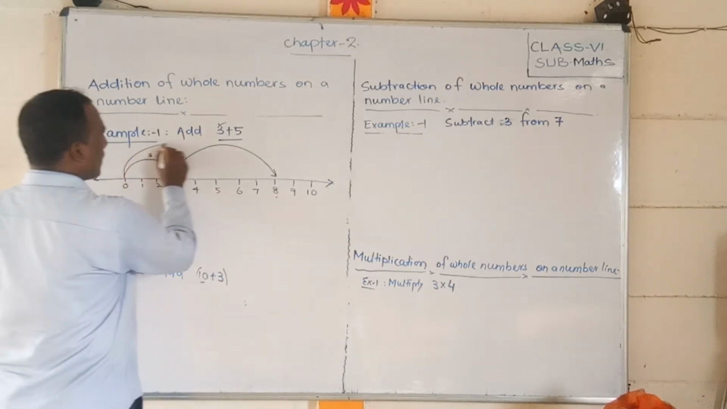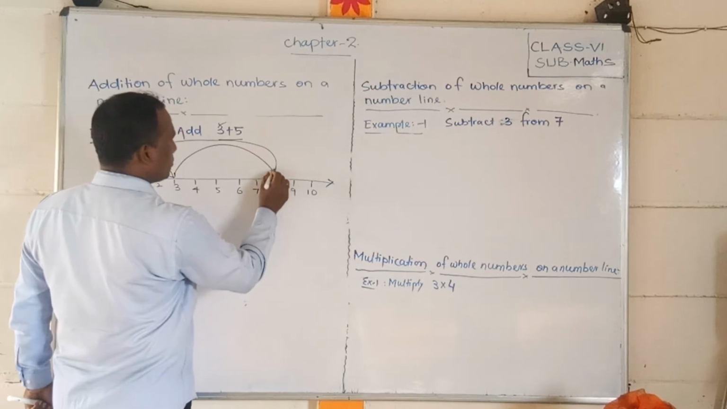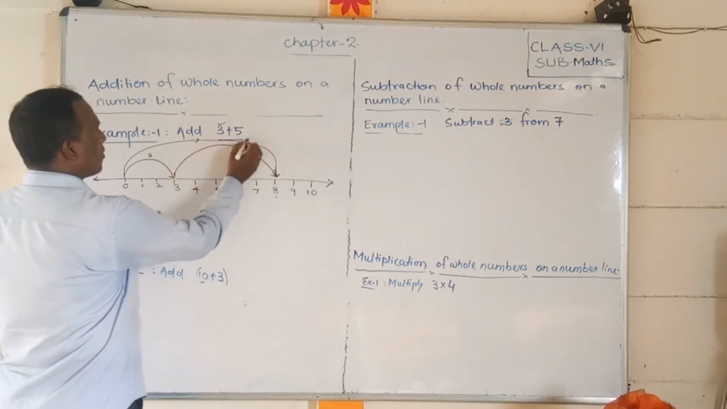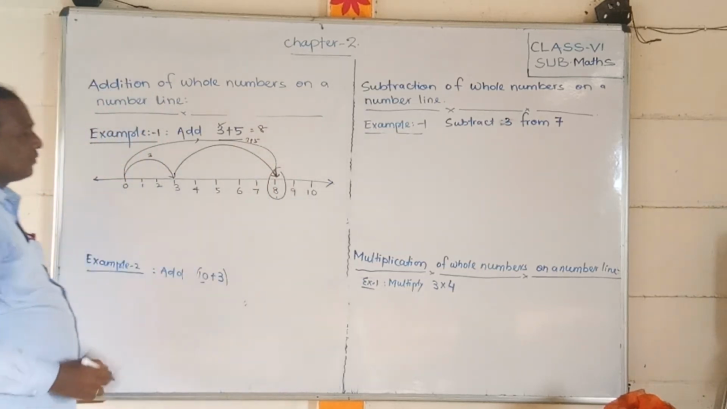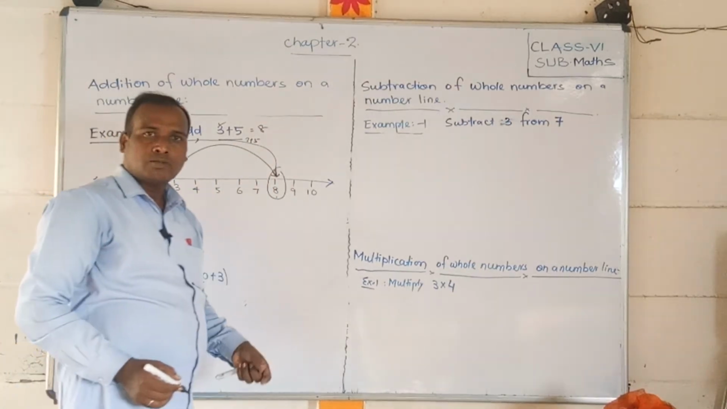From here to one again like this, one curve draw and you represent like this. Okay, this is 3 plus 5, and how much answer came? 8. Okay, so this is the number line for addition. Did you understand, students?